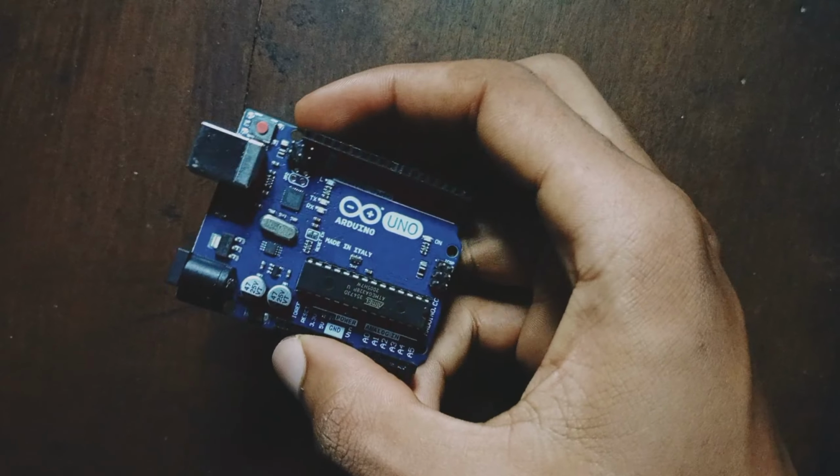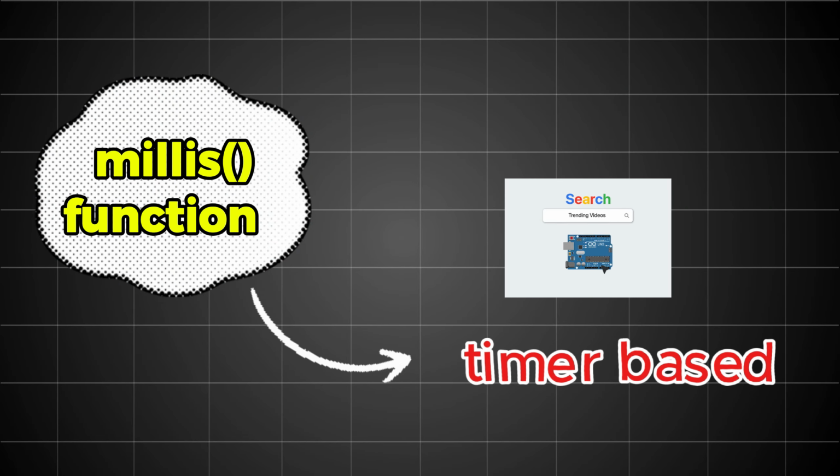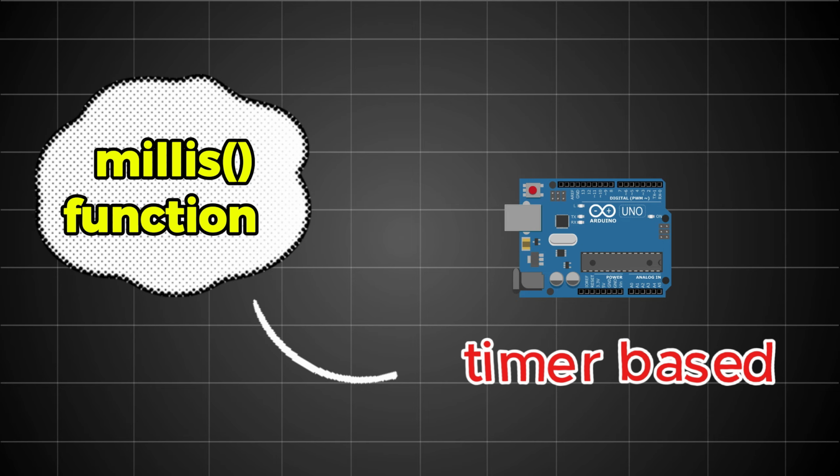This is an Arduino UNO, and if you have ever held it, tasted it, or even smelled it, then you have most definitely come across its millis function. The millis function is a timer-based function in an Arduino that provides the elapsed time in milliseconds from when the board was powered on or last reset.